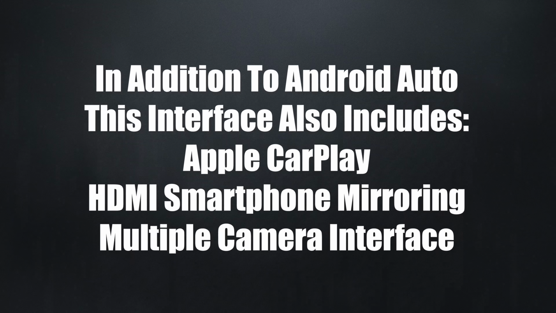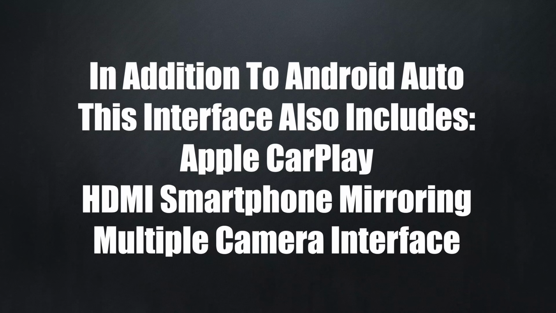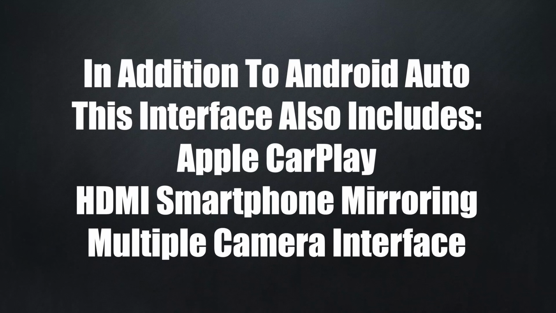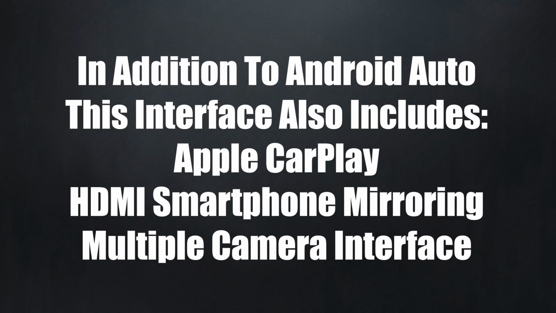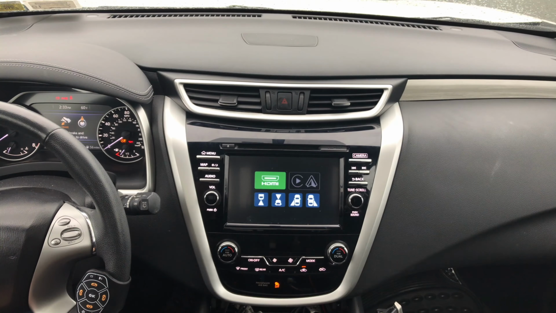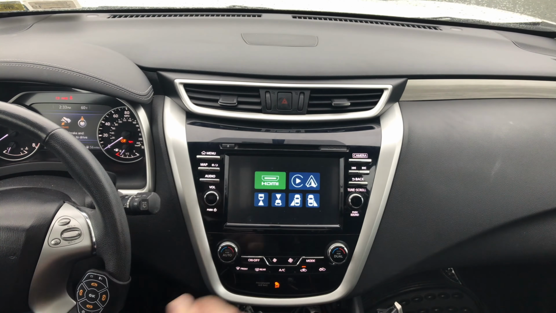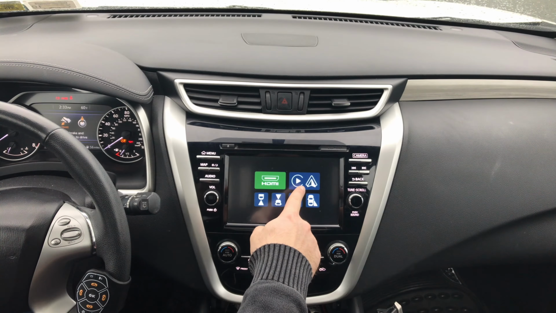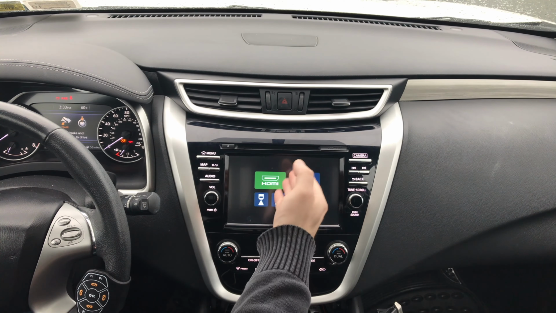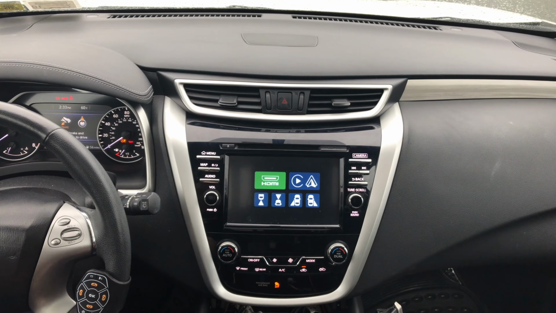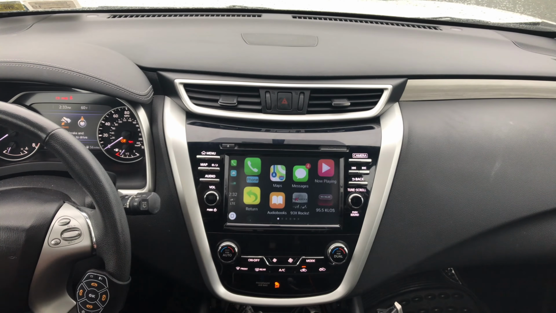In addition to Android Auto, this interface also includes Apple CarPlay, HDMI smartphone mirroring, and a multiple camera interface. And what you want to do is you want to plug in your phone. Once you plug in the phone, the CarPlay is going to get recognized. So the icon will reappear, whether it's CarPlay or Android Auto. And you can go ahead and basically enter the CarPlay mode. And that's it. You have the CarPlay.